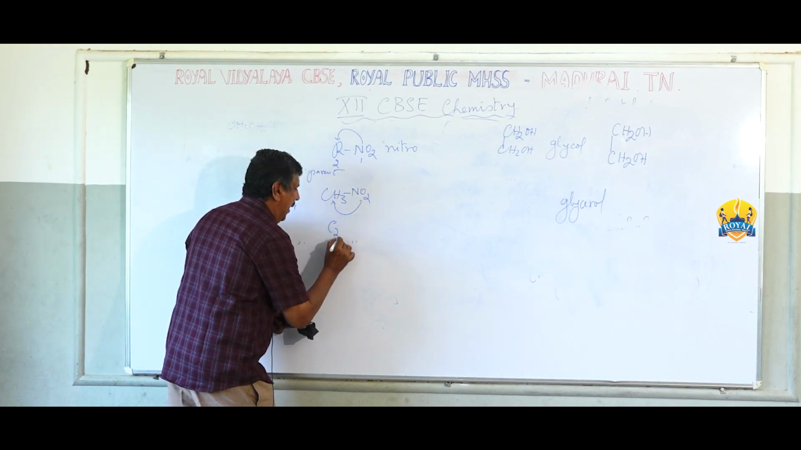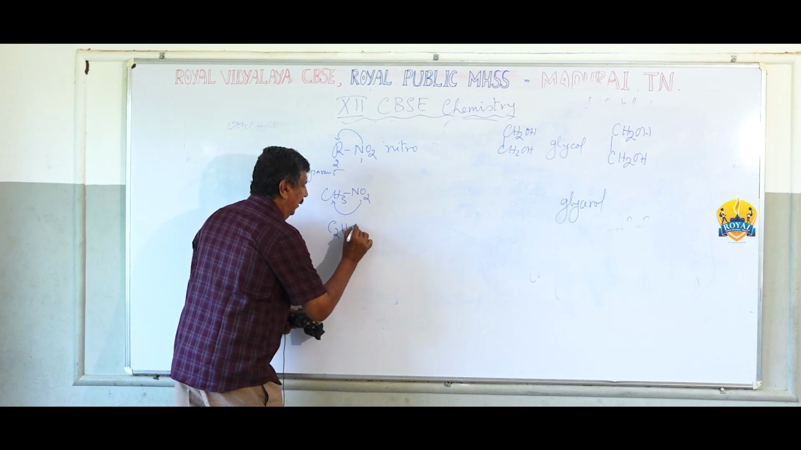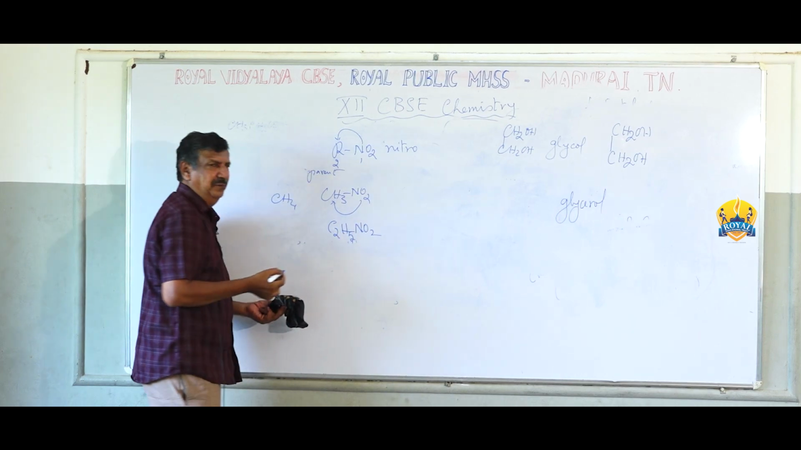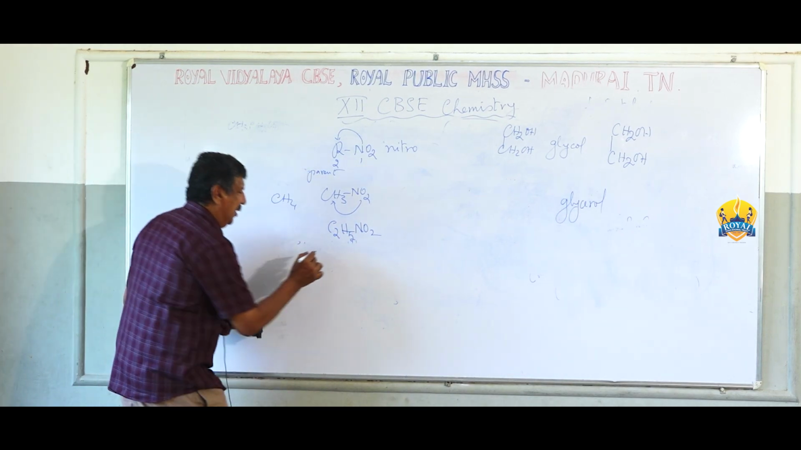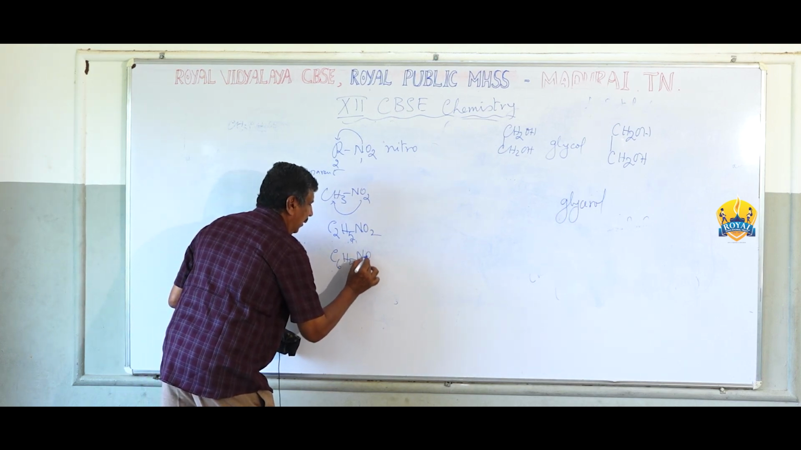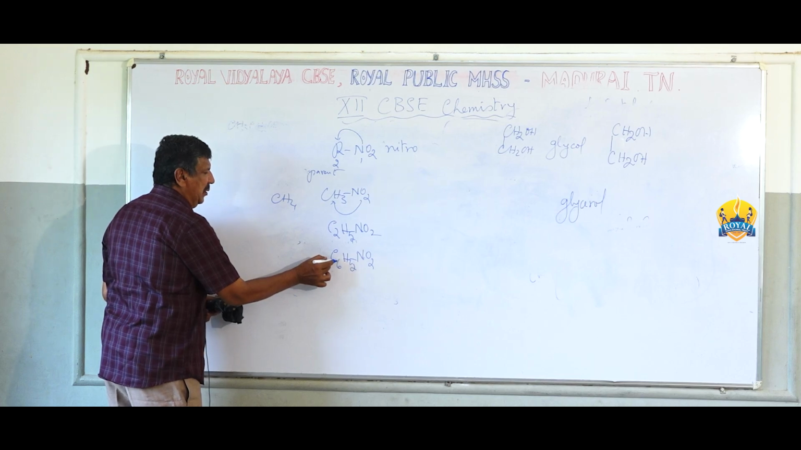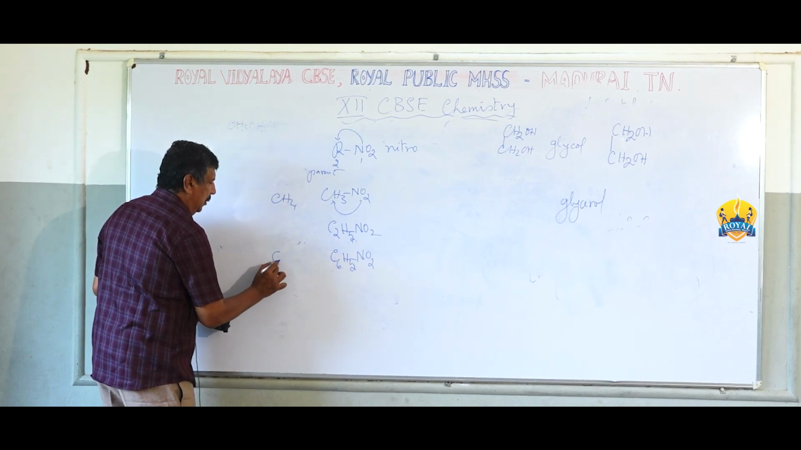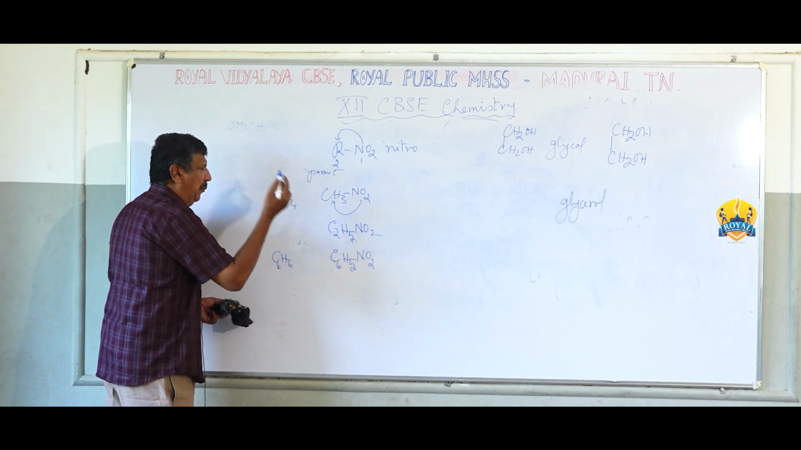And this is nitroethane. That's all. Very easy. And this is nitrobenzene. The parent compound for this is benzene. So the compound name is nitrobenzene.